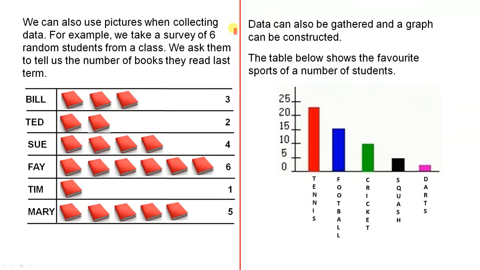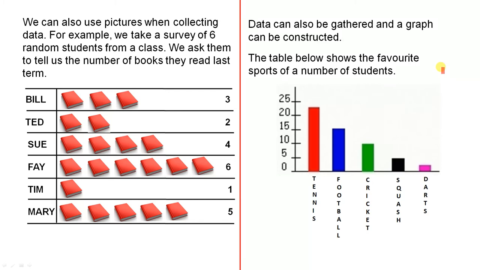We can also use pictures when collecting data. For example, we take a survey of 6 random students from a class. We ask them to tell us the number of books they read last year. So once all that data has been collected, we can put it in this beautiful form here, in the form of a table, and we can use the books because it's all about books. So each little picture here represents one book that has been read. So we can see here that Faye is the best reader because she read 6 books and Tim only read 1.